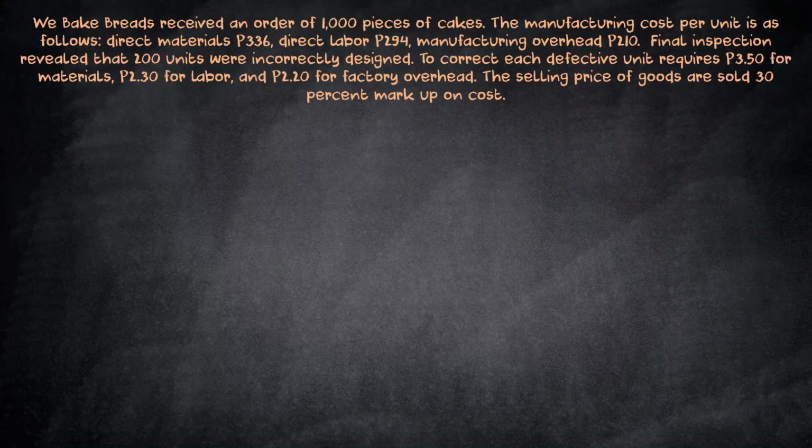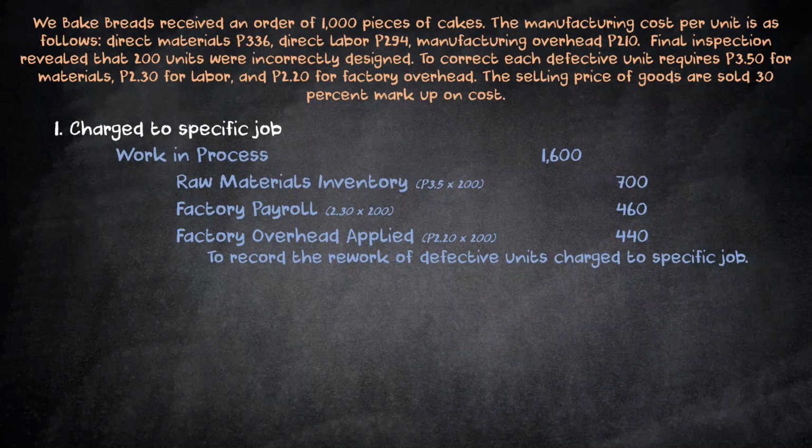Okay, let's proceed. Number 1 muna tayo, charge to specific job. Ang ating entry ay, ayan, we would have a debit to work in process and then i-credit natin lahat ng ating cost to rework. Yung mga additional cost nating binanggit kanina, yung 3.50, yung 2.30, and 2.20, i-credit lang natin into its respective accounts. And then we would have this amount. Yung total nito ay ito, yung i-debit natin kay or i-charge natin kay work in process. So, kaya natin i-charge again kay work in process dahil i-charge po natin sa specific job.